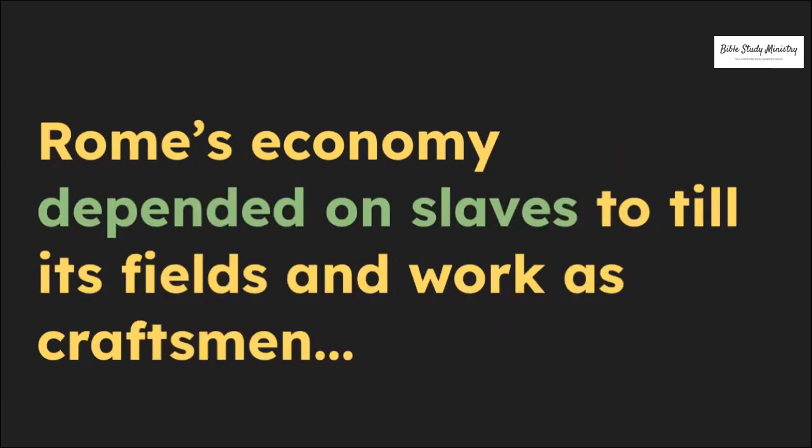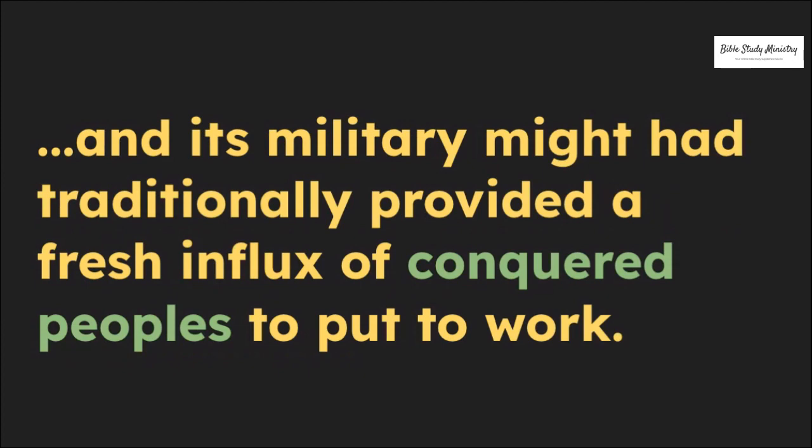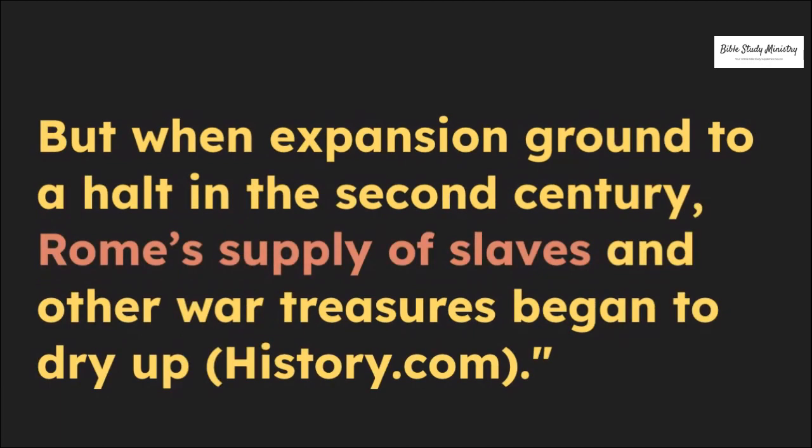Rome's economy depended on slaves to till its fields and work as craftsmen. And its military might had traditionally provided a fresh influx of conquered peoples that they could put to work. But when expansion ground to a halt in the 2nd century, Rome's supply of slaves and other war treasures began to dry up. Euphrates drying up.